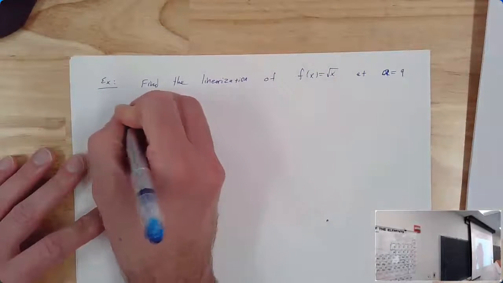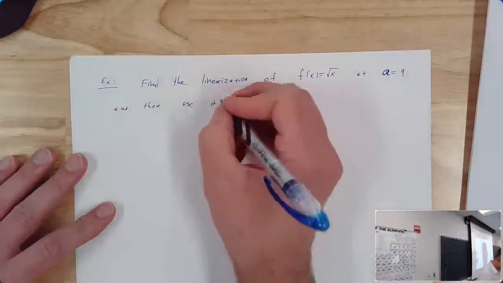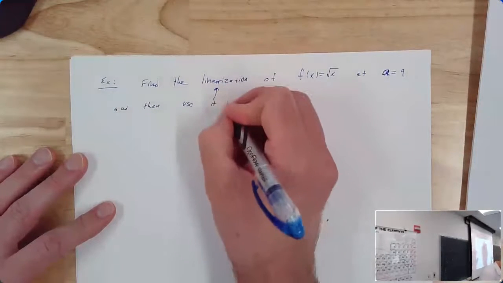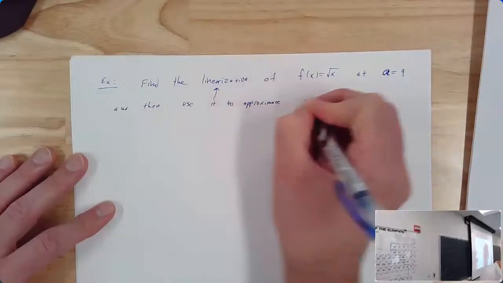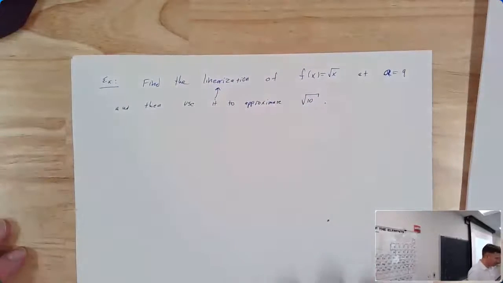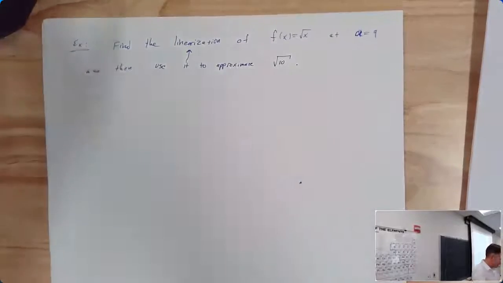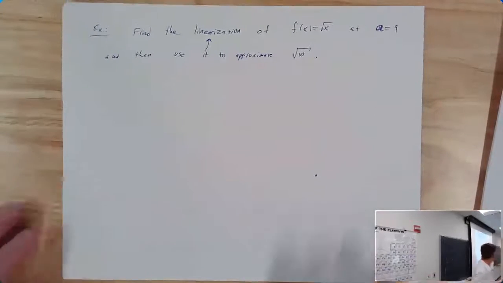And then we're going to use the linearization to approximate the square root of 10. Now you might ask, why would anyone do this when you have a calculator? And I would say, good question. I don't have a good answer for you, other than once upon a time, people didn't just have calculators that could calculate these things. And this was a valid method of approximating something with relatively good accuracy without doing too much work.